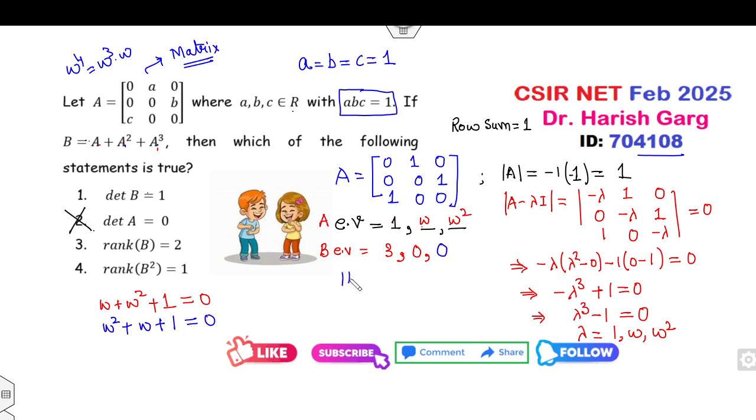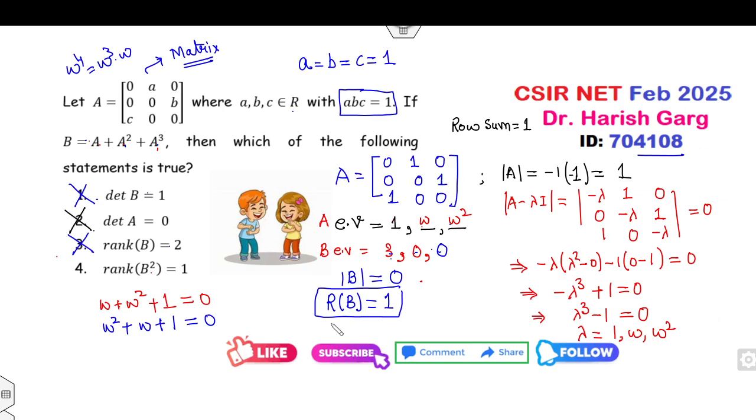So can you find the determinant of B? Determinant of B will be 0. So the first option is also cancelled out. Now can you find the rank of B? Because there are two 0 elements, that means the rank is 1. Rank of B is 1. But the option said 2. So the only left option is D.